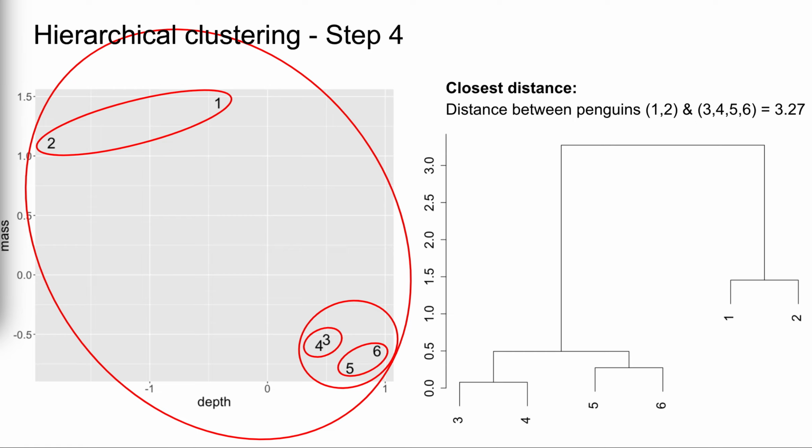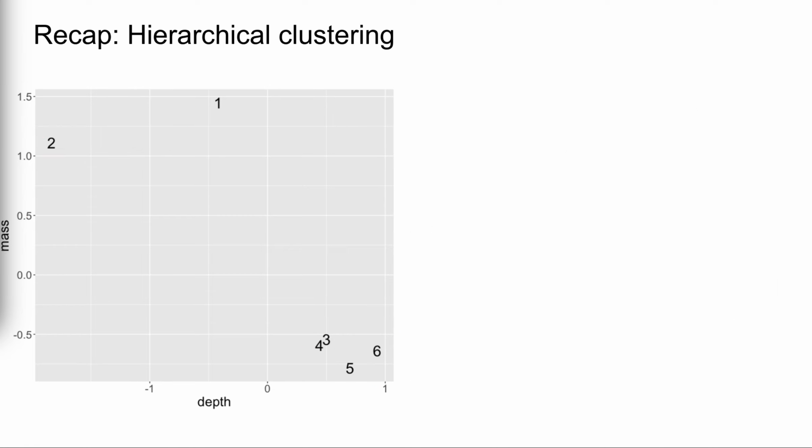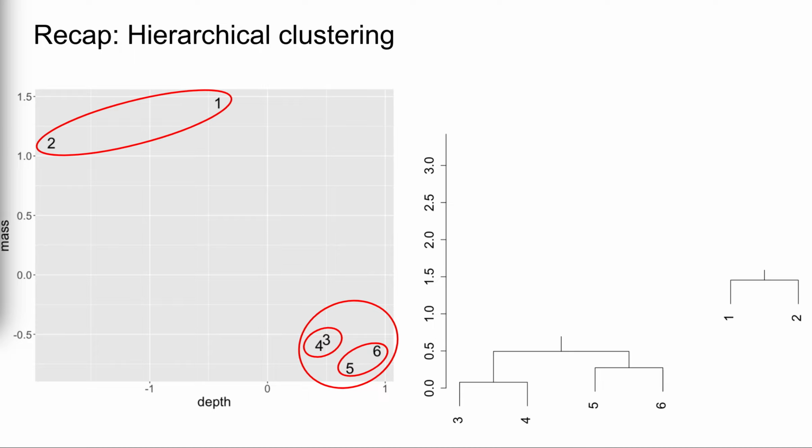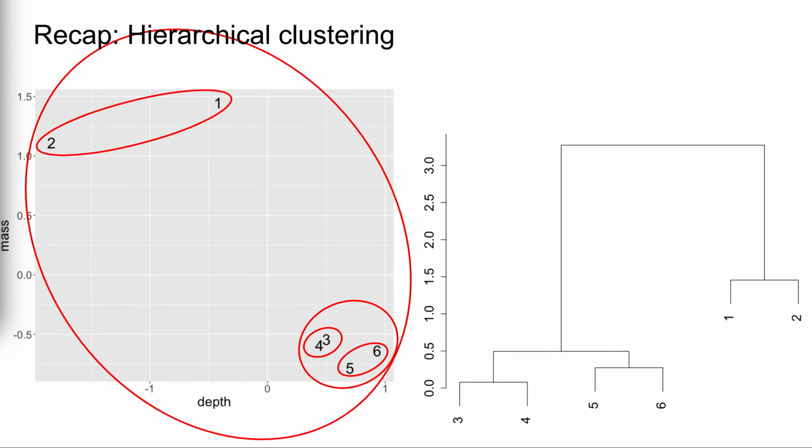To recap, we started with 6 one-penguin clusters. We first fused together penguins 3 and 4, followed by penguins 5 and 6, then fused these 2 clusters into a bigger cluster. We then fused together penguins 1 and 2, leaving 2 final clusters, which we then fused into one big cluster. In part 2 of this video series, we'll formalize the hierarchical clustering algorithm that we used here.